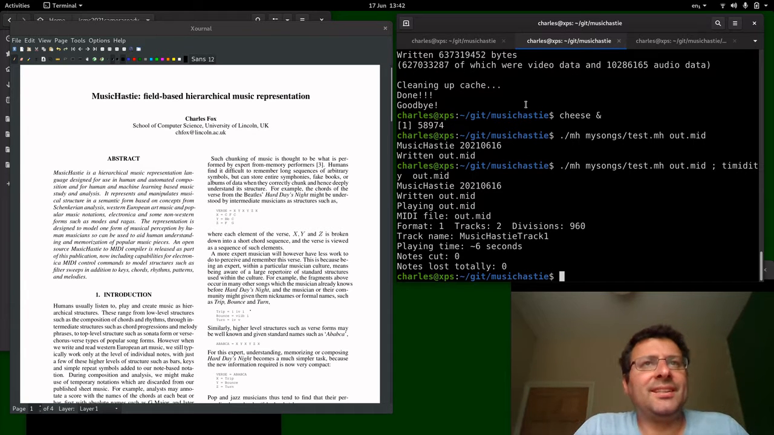MusicHastie, field-based hierarchical music representation. MusicHastie is a hierarchical music representation language designed for use in human and automated composition and for human and machine learning-based music study and analysis.